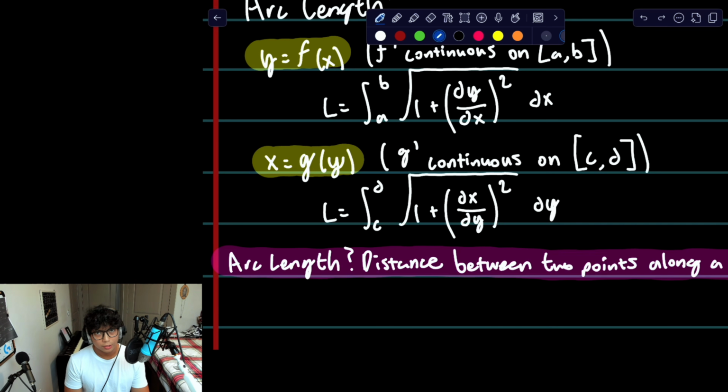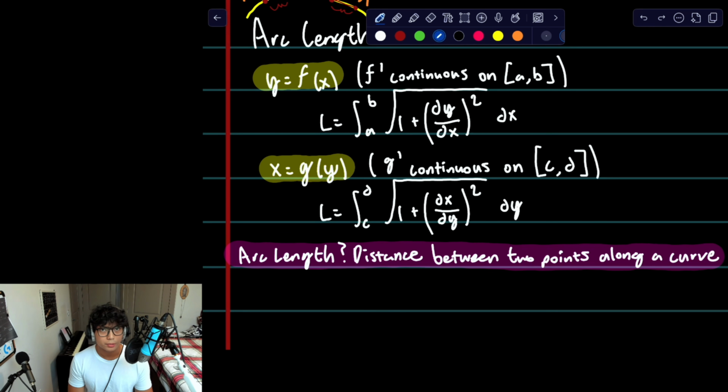And just like disk and washer method, it's dependent on what bounds you're given. So you can also have an x equals g of y instead of a y equals f of x, depending on what variables you're given. And I will demonstrate both here.